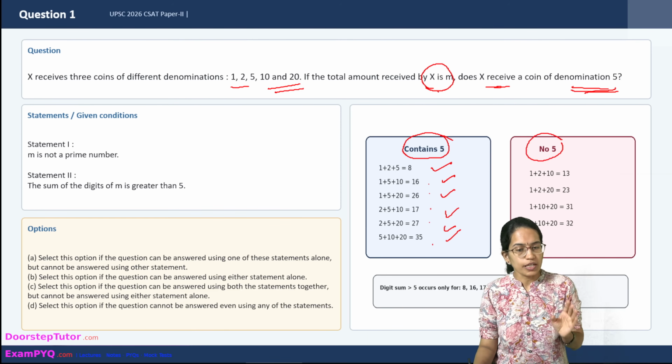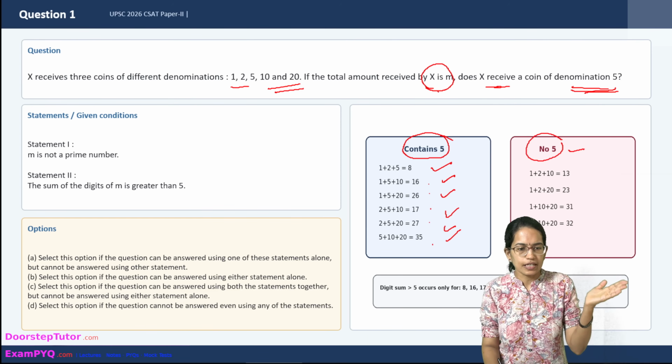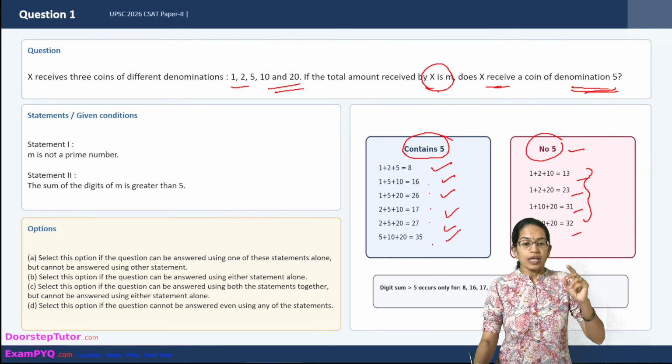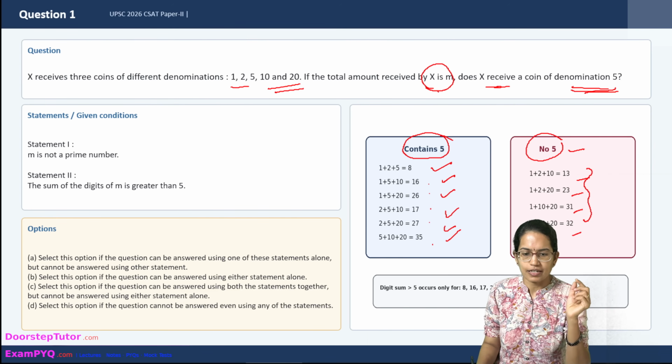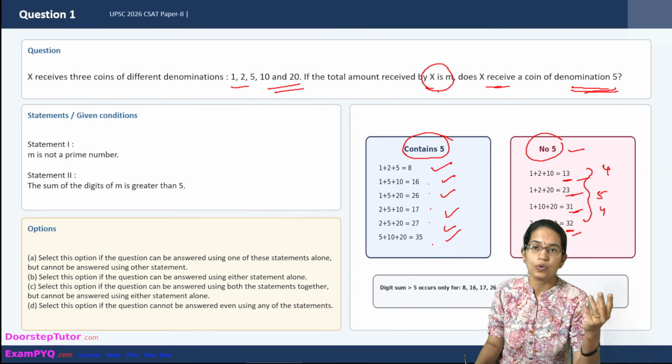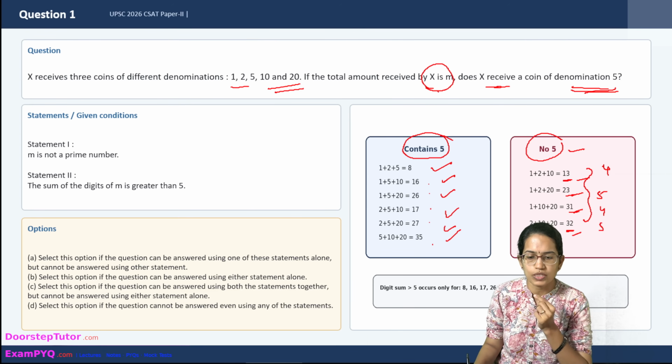However, if we are not including 5, that means I am either taking 1, 2, 10, 1, 2, 20, 2, 10, 20 and so on. So these combinations would be 13, 23, 31 and 32. Now, when I add these digits, that means when I add 1 and 3, my number is 4, 2 and 3 it is 5, 1 and 3 it's 4 and 3 and 2, that's 32. I add each digit, so 3 and 2 is 5.